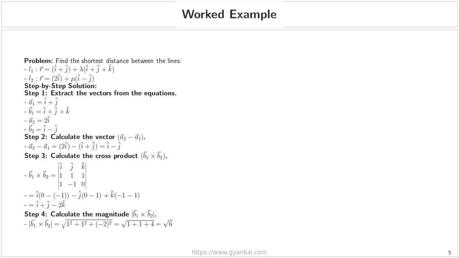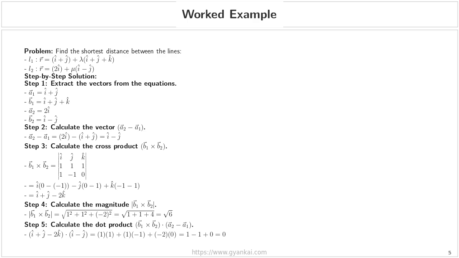In step 4, we need the magnitude of this cross product. We take the square root of the sum of the squares of the components, the square root of 1 squared plus 1 squared plus negative 2 squared. This gives us the square root of 6. In step 5, we perform the dot product between our perpendicular vector and the vector we found in step 2.